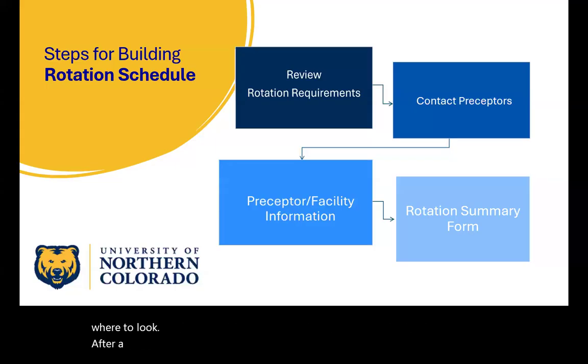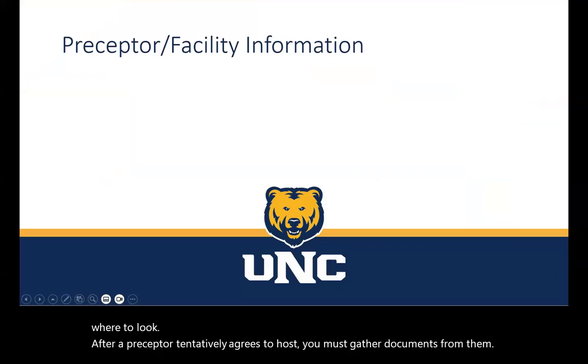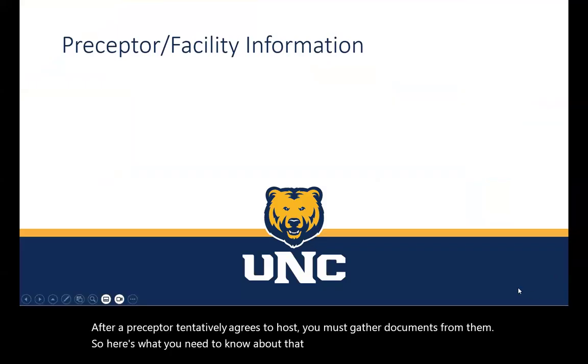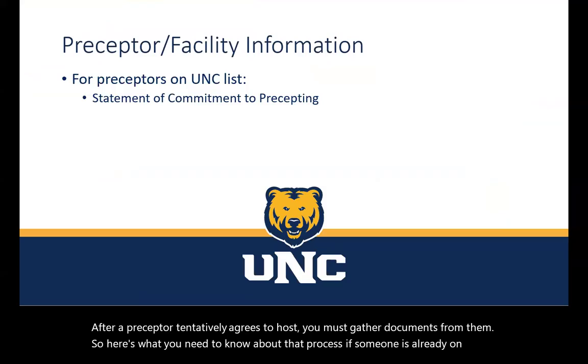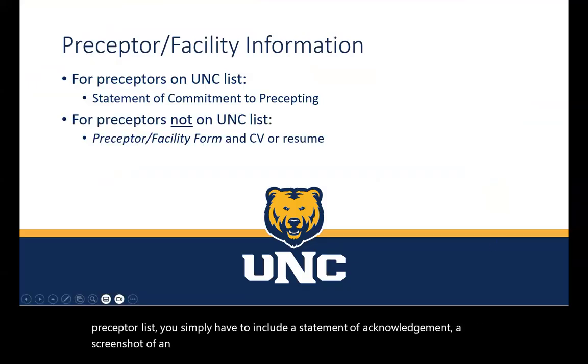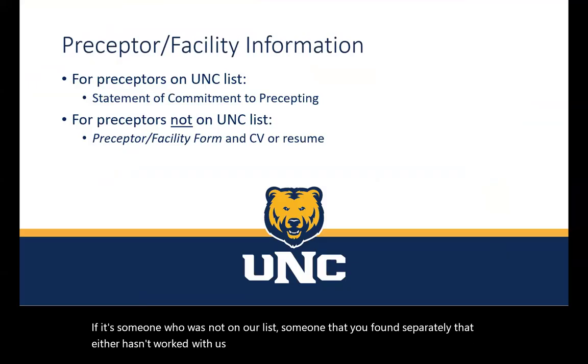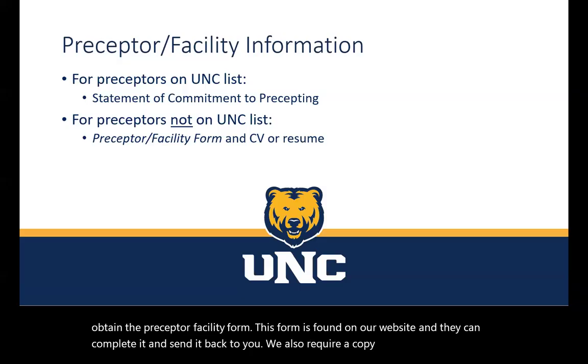After a preceptor tentatively agrees to host you, you must gather documents from them. So here's what you need to know about that process. If someone is already on our preceptor list, you simply have to include a statement of acknowledgement, a screenshot of an email. If it's someone who was not on our list, someone that you found separately that either hasn't worked with us before or we don't have listed, you need to obtain the preceptor facility form. This form is found on our website and they can complete it and send it back to you. We also require a copy of their resume or CV.